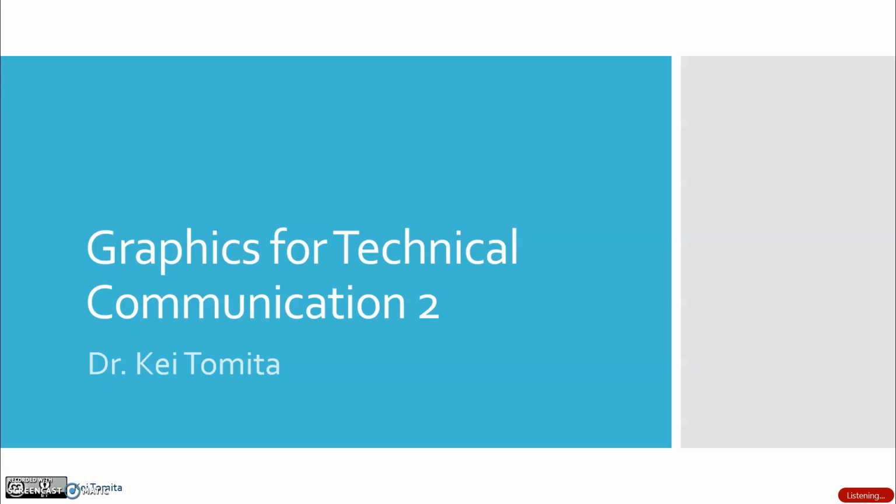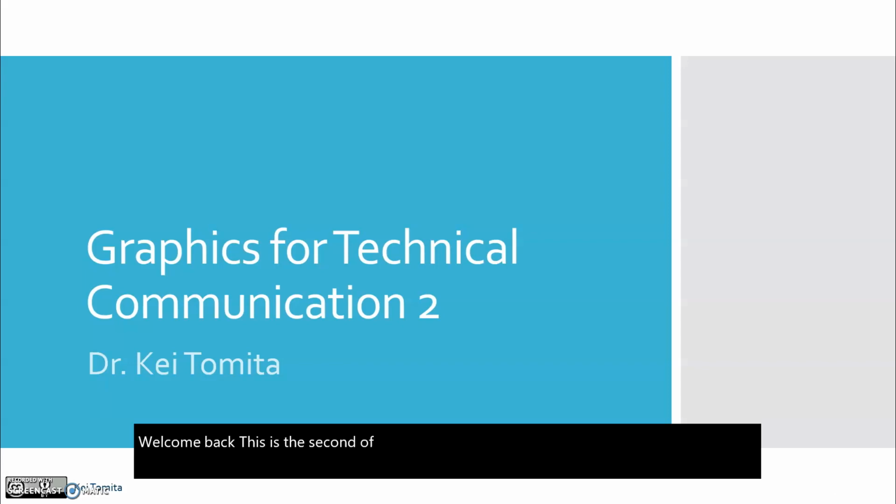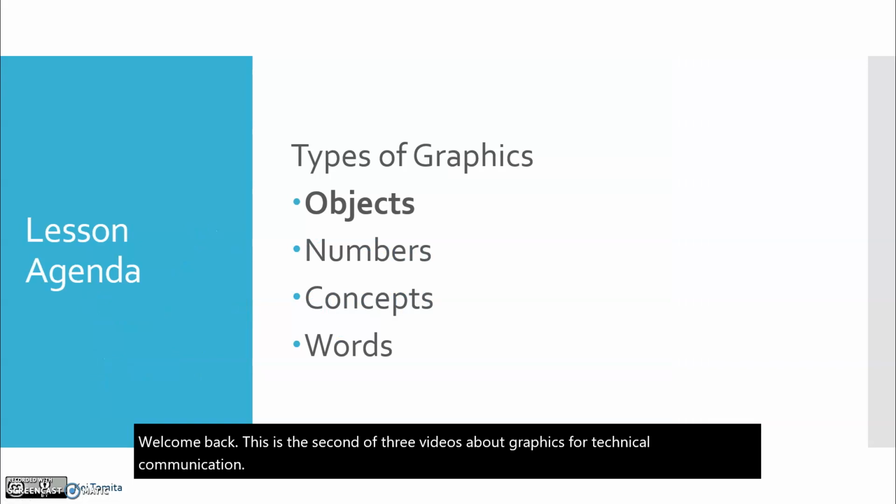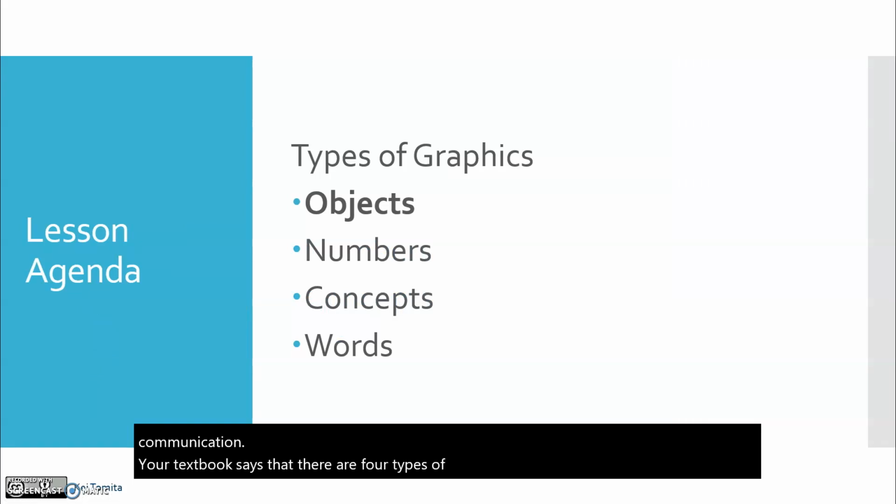Welcome back. This is the second of 3 videos about graphics for technical communication. Your textbook says that there are 4 types of graphics: objects, numbers, concepts, and words.